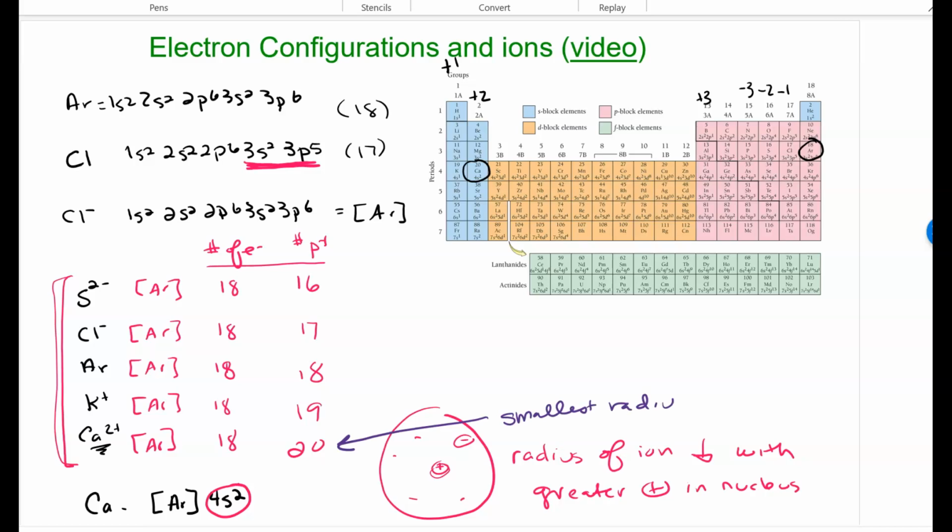And that is because the bigger number of protons in the nucleus is going to pull the 18 electrons closer to it. The largest radius will be the sulfide anion. Now this is a little bit different than you might expect when you look at the periodic trends. But remember, all of these have the same number of electrons, and when that happens, we look at the number of protons to determine the size of the radius.